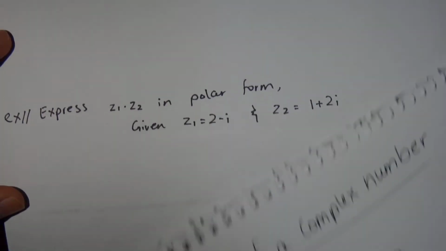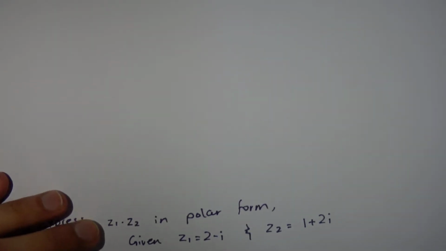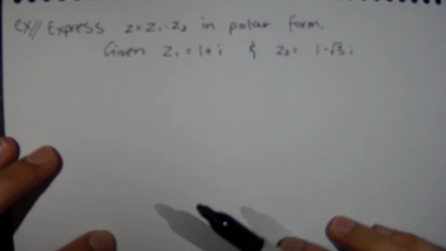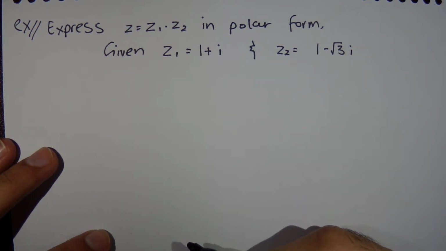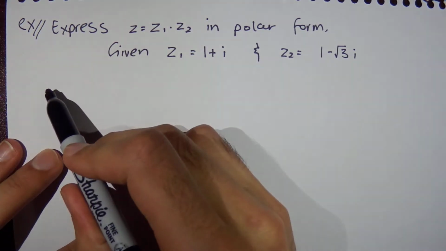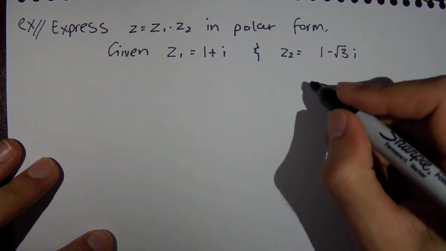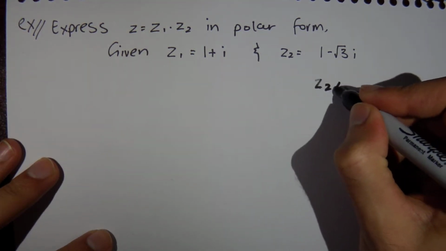An example on the next page. So, up here, express z equals z1 multiplied by z2 in polar form, given z1 equals 1 plus i and z2 is equal to 1 minus radical 3i. So let's do z1 to this side and z2 to this side, treat them as two separate questions.